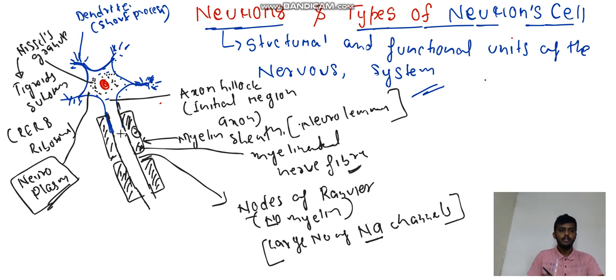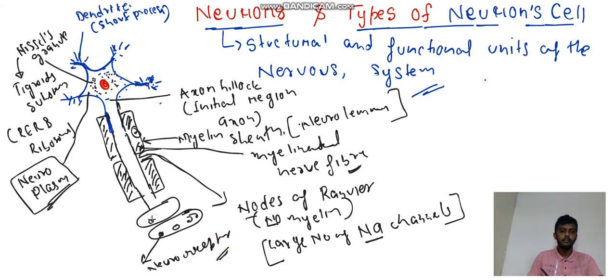Okay, so here we saw this one is the nodes of Ranvier. After that we have one more, that is the terminal lobes. These terminal lobes are the last part of the nerve cell or neuron, and they contain neuroreceptors. This is the terminal lobes.